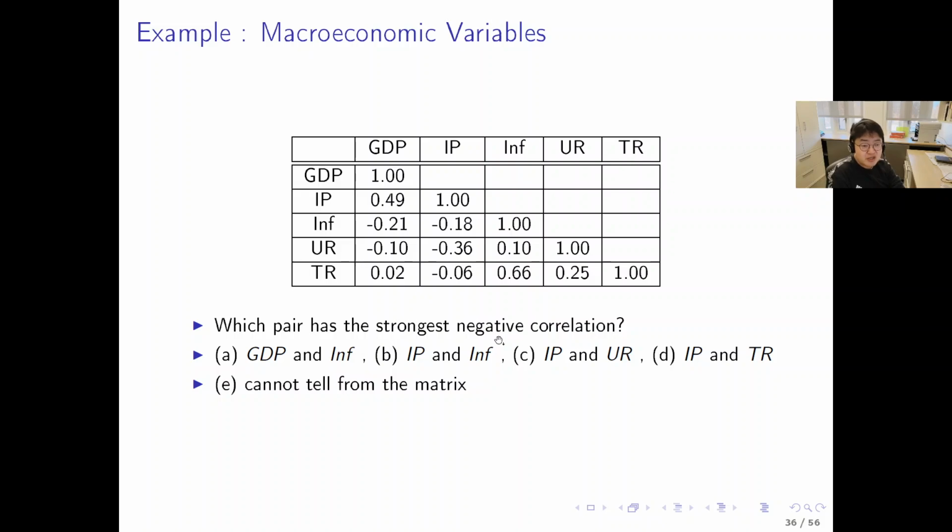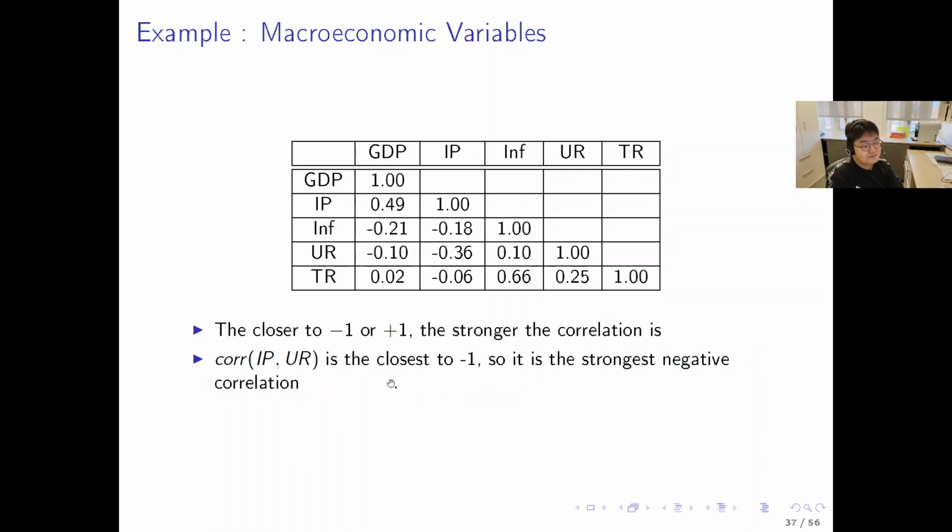The strongest negative correlation means you need to find the number that is closest to -1, right? There are many negative relationships, and I think this is the strongest, the smallest, closest to -1. So the unemployment rate and industrial production have the strongest negative relationship. Okay, that's how we utilize this matrix, right?